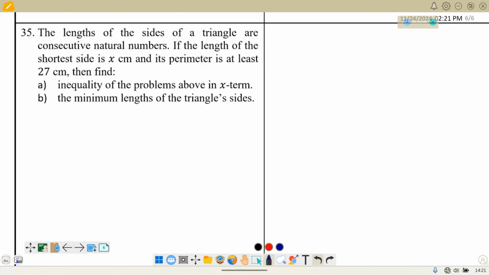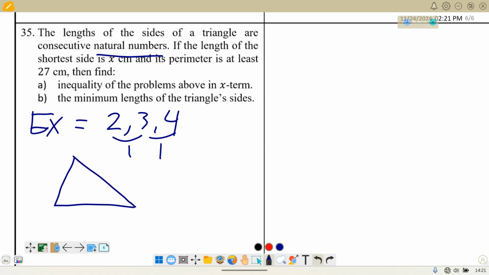Okay. The lengths of the sides of a triangle are consecutive natural numbers. Consecutive natural numbers means, for example, starting from 2, the next numbers are 3 and 4, because the difference is 1. So for example, this is a scalene triangle. If one side is x, the next is x plus 1, and the next is x plus 2, because this is the longest side.